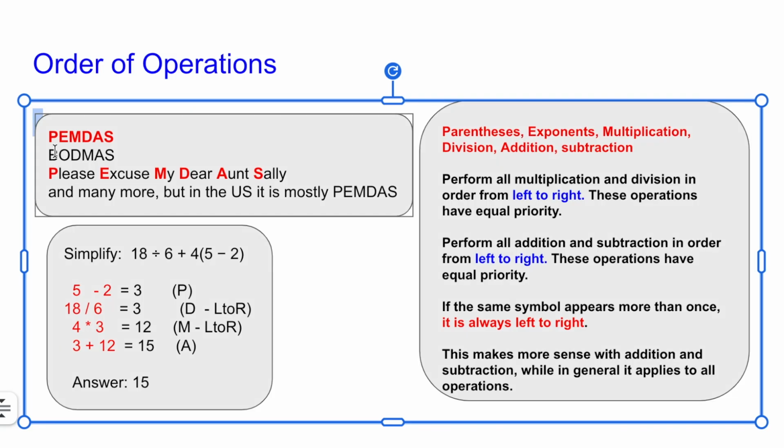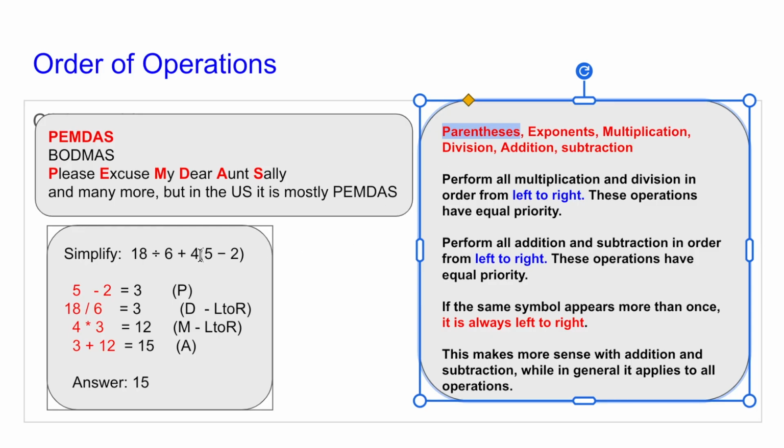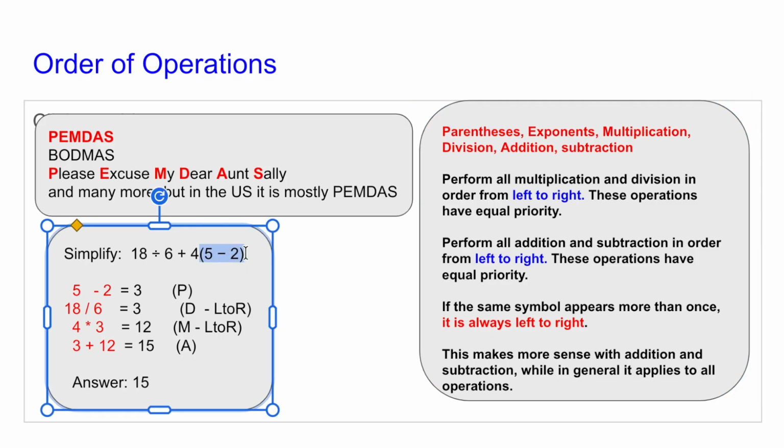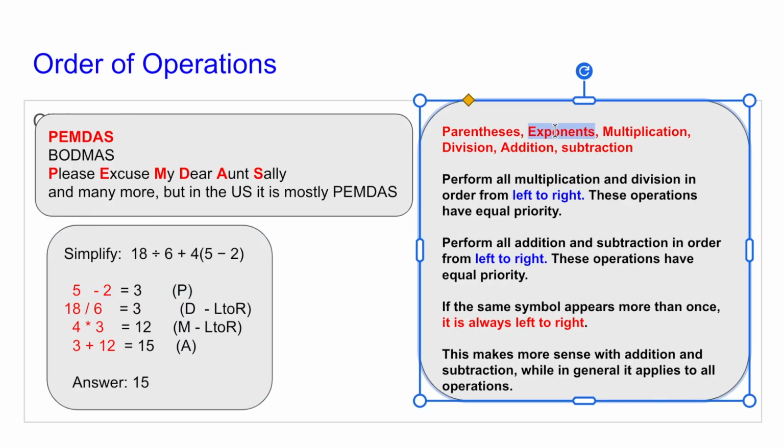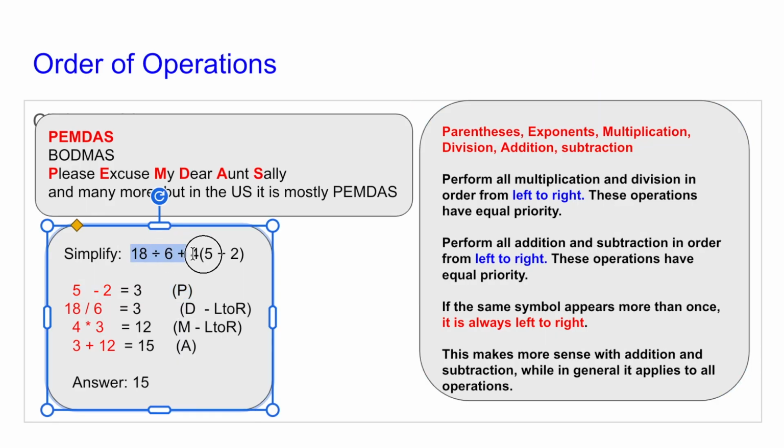PEMDAS stands for PEMDAS actually. So P is parenthesis. Whatever comes inside a parenthesis, we have to first simplify. So we are doing 5 minus 2 equal to 3. That is the P. Then we have exponents. Are we having exponents in this expression? No. So we can ignore that.